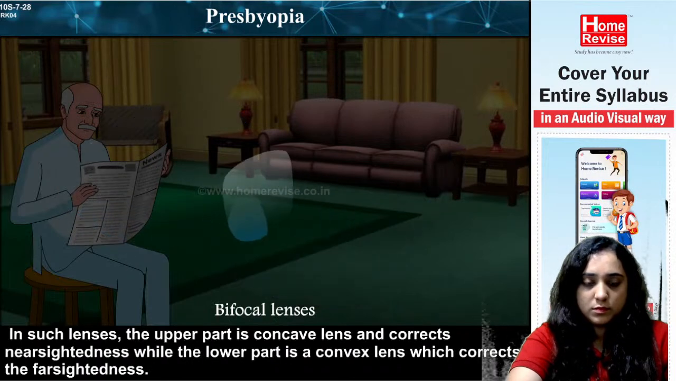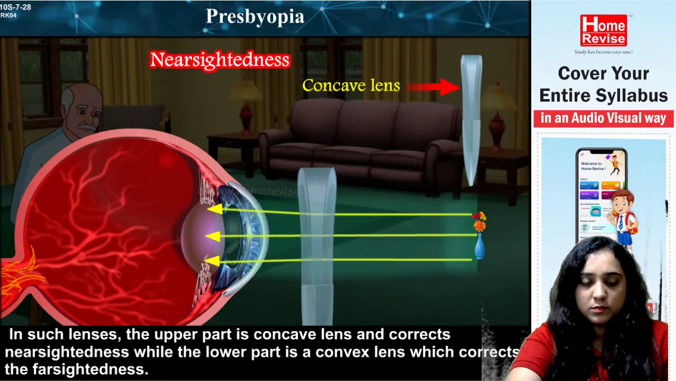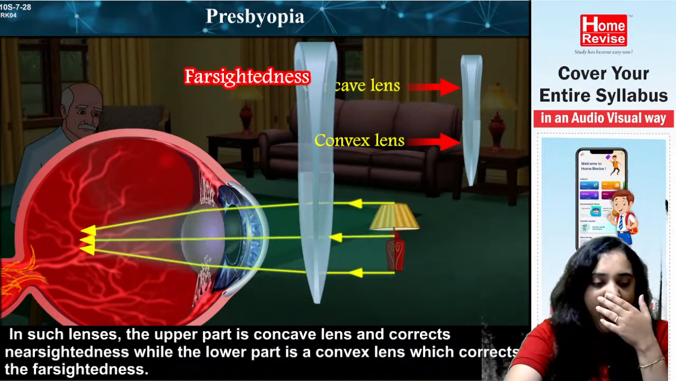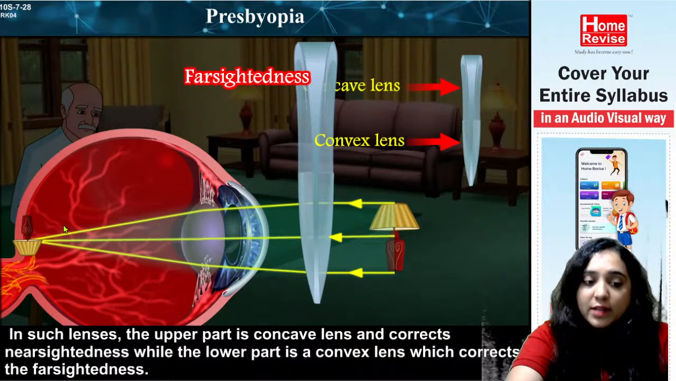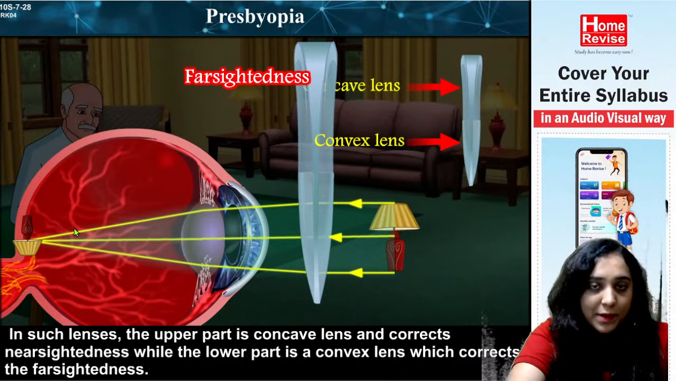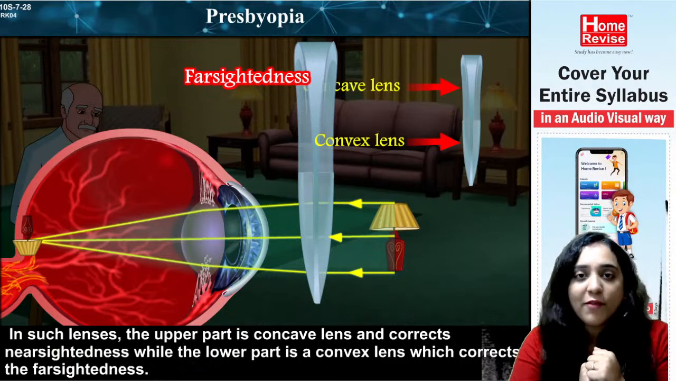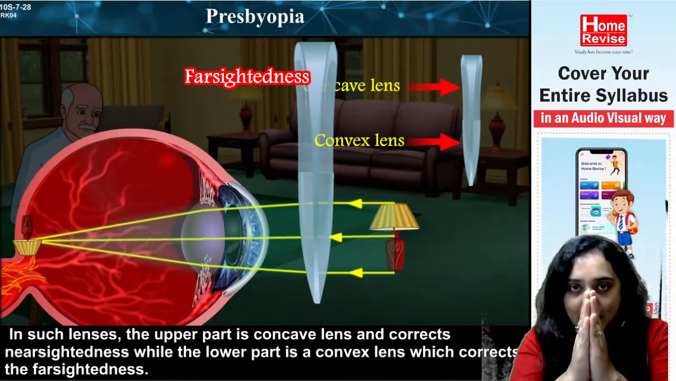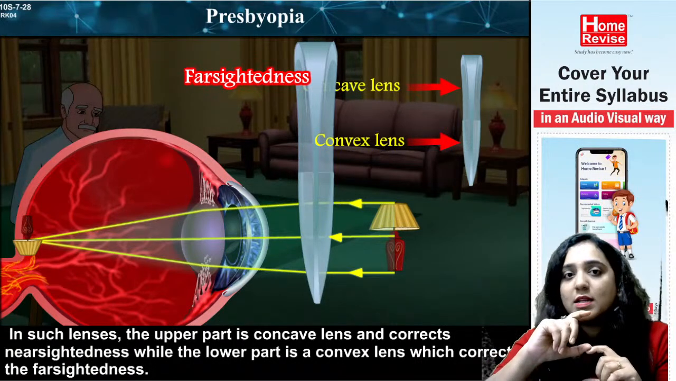In such lenses, the upper part is a concave lens and corrects nearsightedness, while the lower part is a convex lens which corrects the farsightedness. So in that case, we have to treat both myopia and hypermetropia, nearsightedness and farsightedness, we have to take care of both. We can't use two specs, no? So in the same glass, two different partitions of lenses are used.